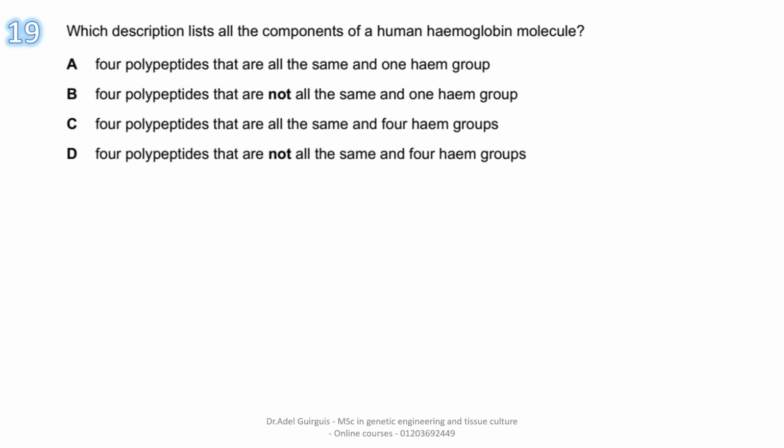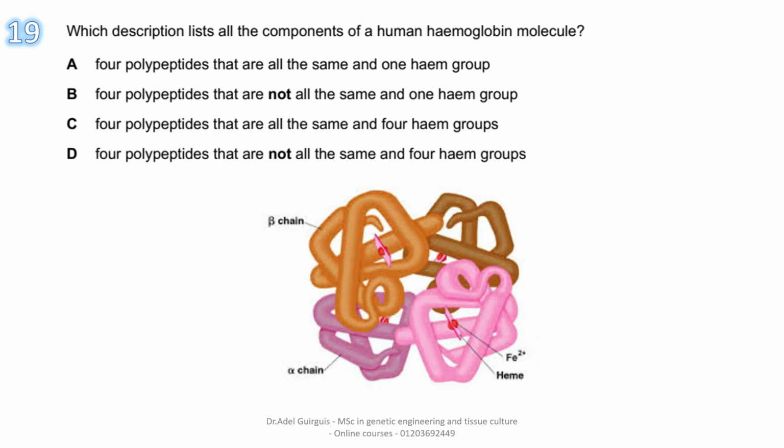Number 19. Which description lists all the components of human hemoglobin molecule? Hemoglobin molecule, as we know, consists of 4 polypeptide chains, 2 alpha, 2 beta, with 4 heme groups. Look, 4 polypeptide chains? Yes, 4.